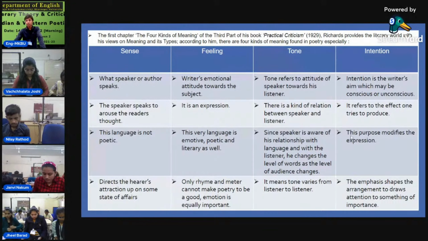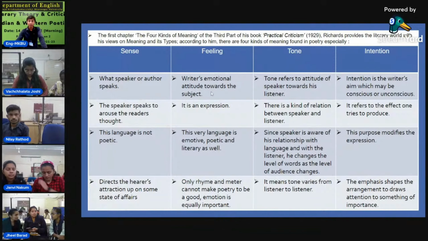And now intention, this purpose modifies the expression. So accordingly your intention, your purpose of speaking, the tone, feeling and sense will be modified. Okay, my purpose is to mend this thing, then I will speak in such a tone according to the listener that I can derive the desired goals. And what does sense do? It directs the hearer's attention upon some state of affairs. So if there is a kind of event you want to express, then you will express this. And it is the basic sense and feeling.